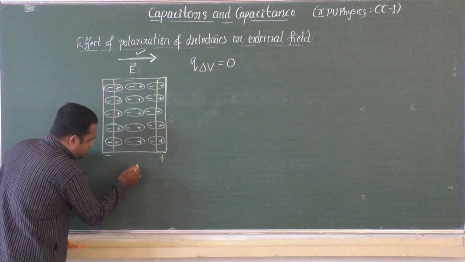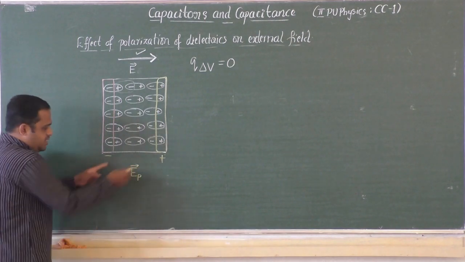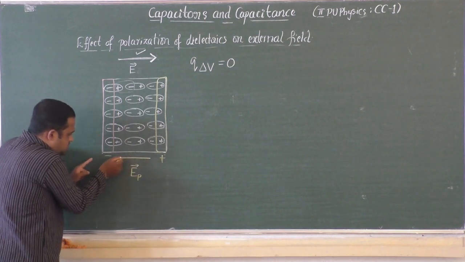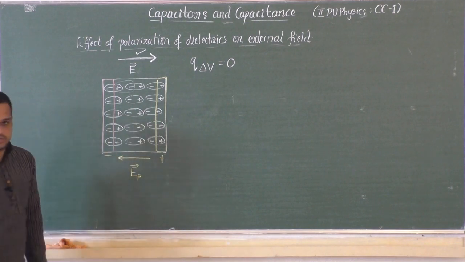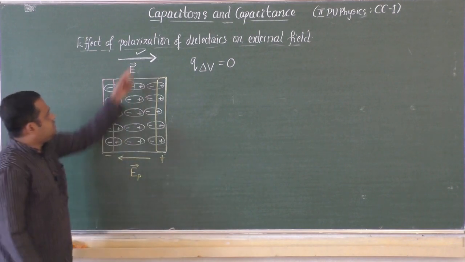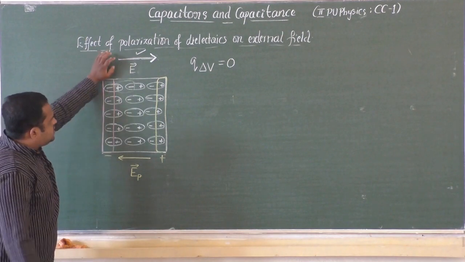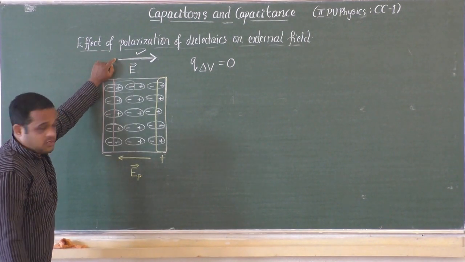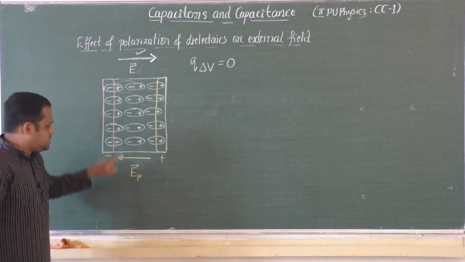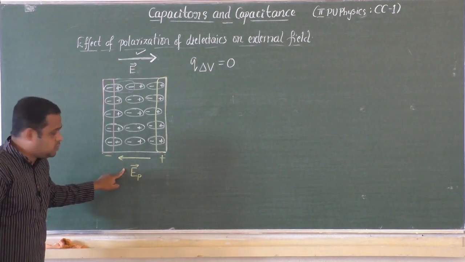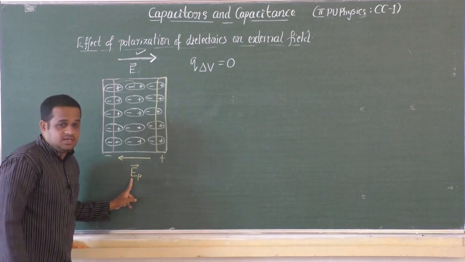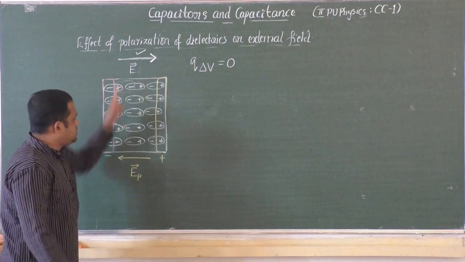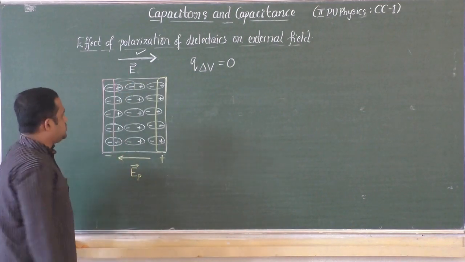Now if you consider the direction of this electric field, it is directed from positive to negative, like this. Now just to compare the directions, the external electric field which polarized the dielectric is in the positive x direction, whereas the electric field produced due to polarization of the dielectric is in the negative x direction. That means these two electric fields are opposite to each other.